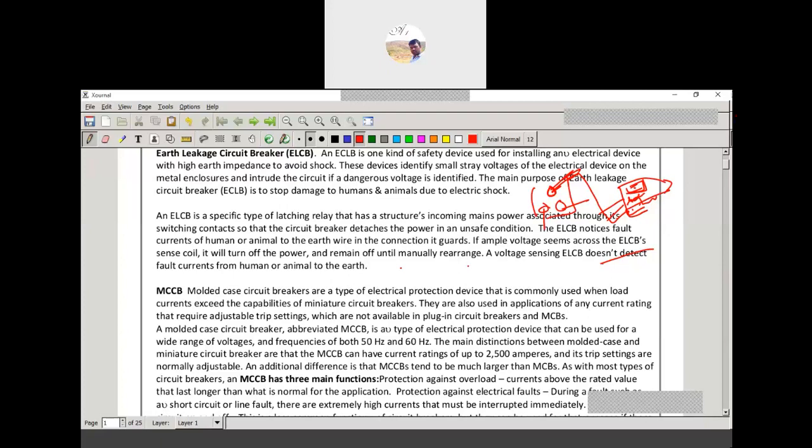So what does this earth leakage circuit breaker do? Whenever leakage current flows through the equipment, the earth leakage circuit breaker opens the switches, so that current will not flow through that equipment. At that time, it will be tripped off.